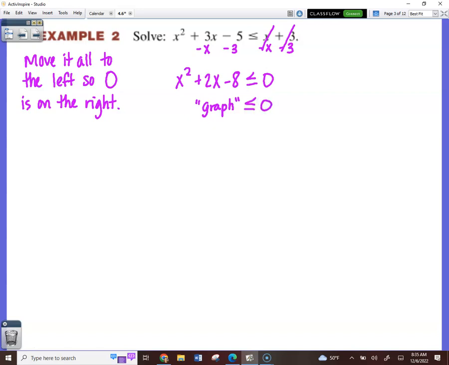What does the or equal to mean? I'm going to use brackets. It's closed, so be careful when you go to write your answer on your critical values. You've got to put brackets.